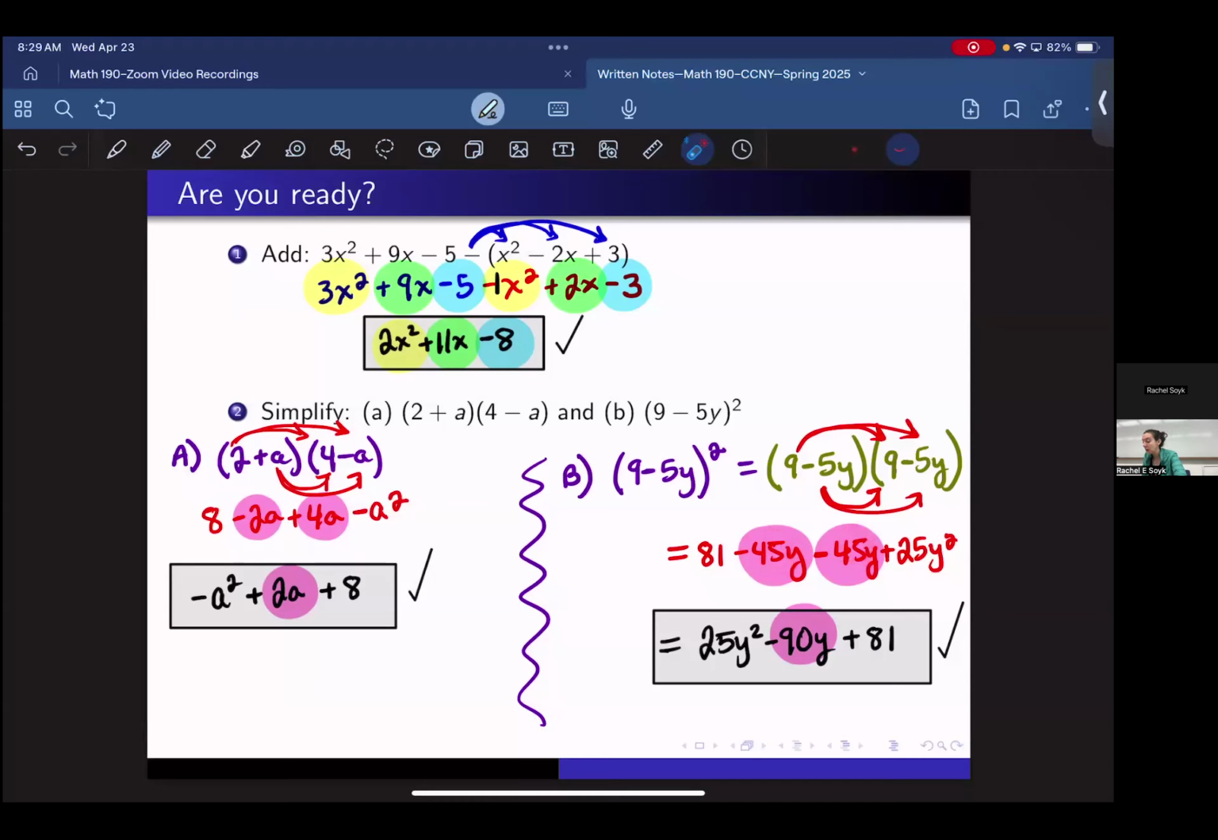Anytime you're adding two negative numbers together, or you have a negative number and you're subtracting a value, it's always going to be add the numbers up and stick the negative in front.